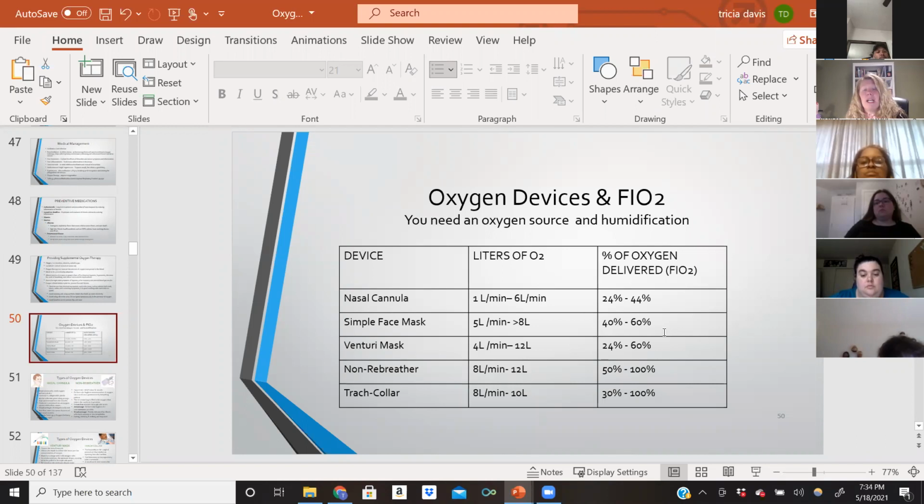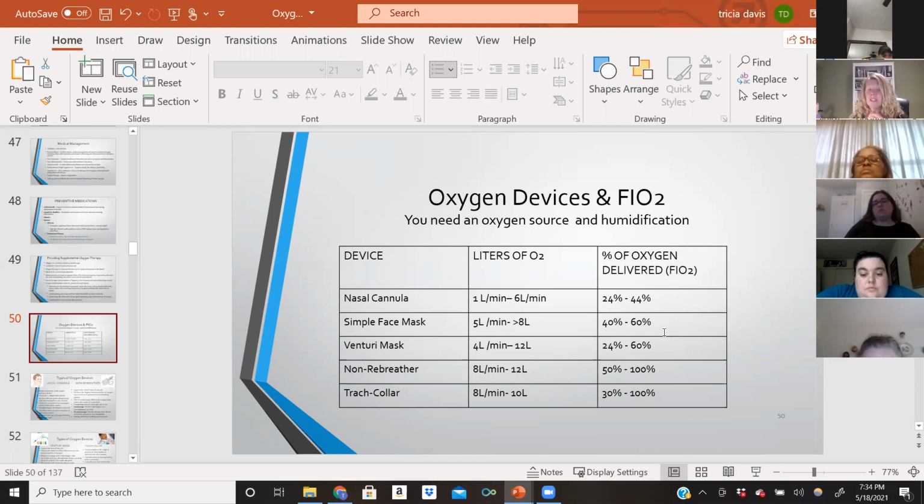If you have to put a patient on a non-rebreather, usually things are not progressing well. In my facility, patients cannot stay on the med-surg floor with a non-rebreather on. They have to be evaluated by an intensivist to be upgraded if they're requiring that kind of oxygenation, except for COVID patients. COVID patients can stay on those non-rebreathers. So non-rebreathers are going to deliver 8 liters to 12 liters of oxygen. The percentage that's going to be delivered is between 50 to 100. That's a lot. You see how much that bumped up.